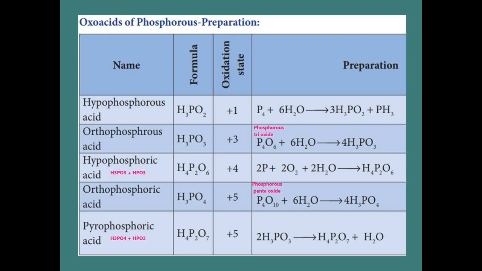Next one, pyrophosphoric acid, formula is H4P2O7. It is obtained when orthophosphoric acid is heated; it gives pyrophosphoric acid along with 1 mole of water.